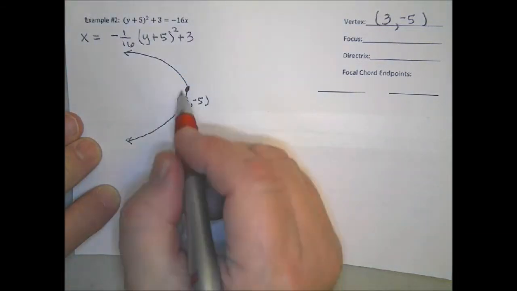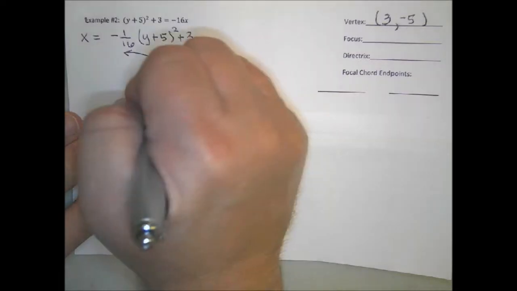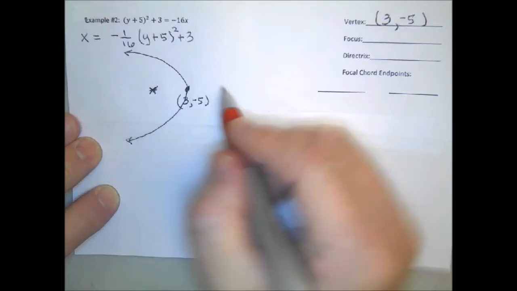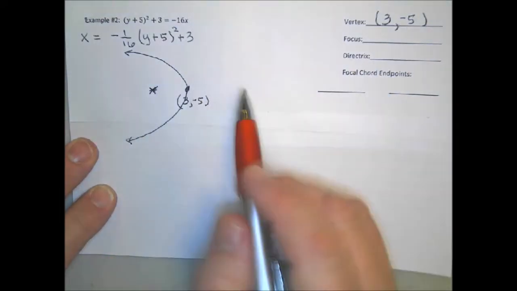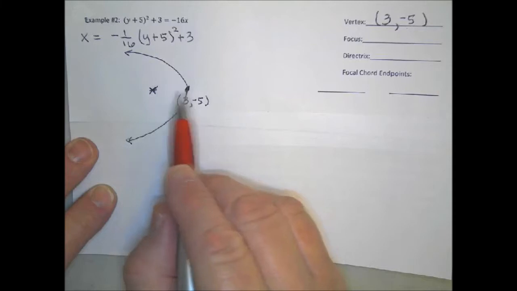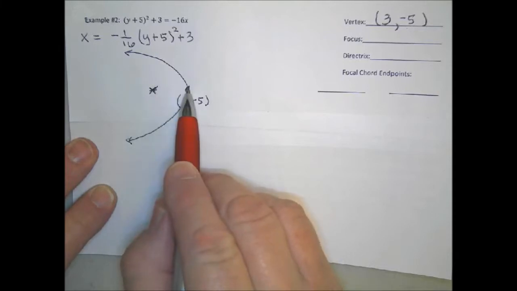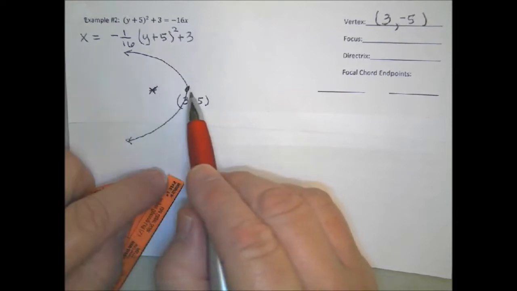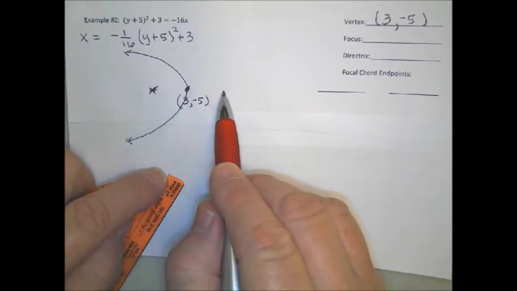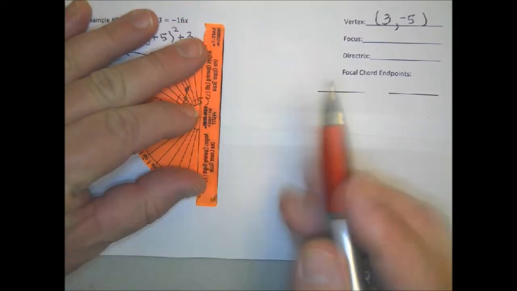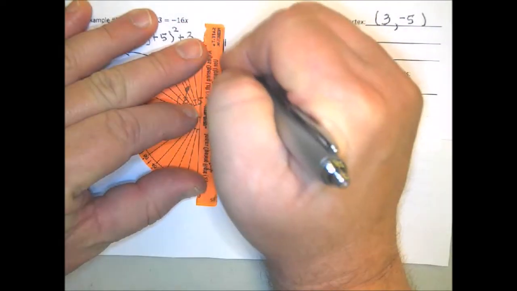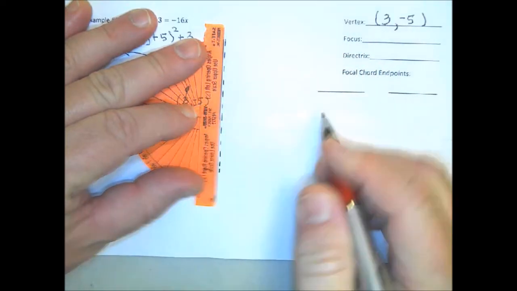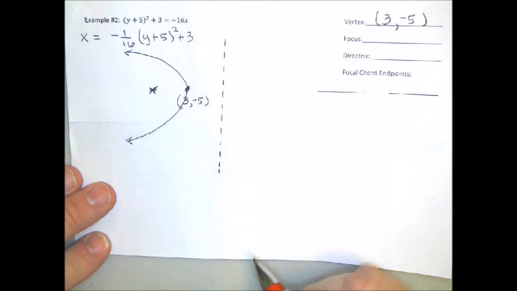So that means there must be a focus somewhere in here, and there must be a directrix in the back of the parabola equal distance to the focus. So whatever distance the vertex to the focus is, it's the same as the vertex to the directrix. So I'm going to make a pretty good educated guess. Okay, so we've got there.